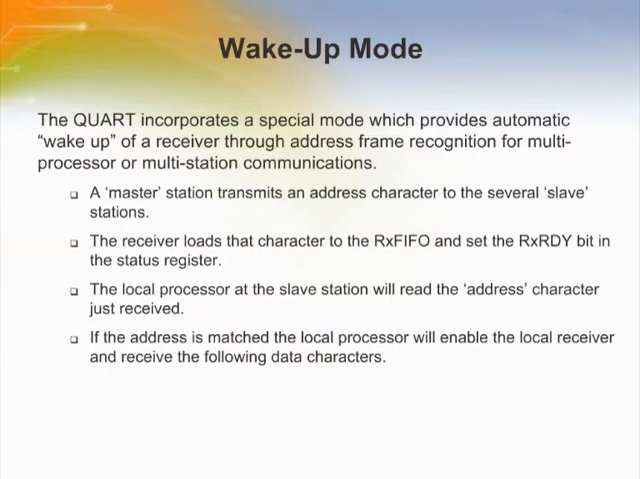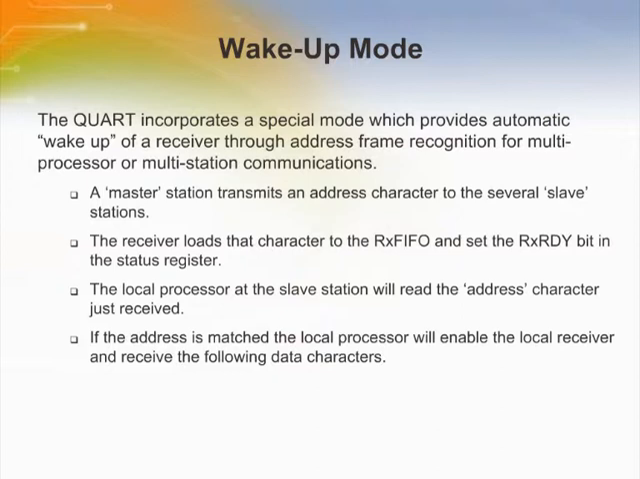In addition to normal transmitter and receiver operation, the QUART Universal Asynchronous Receiver Transmitter incorporates a special mode which provides automatic wake-up of a receiver through address frame recognition for multiprocessor or multi-station communications. In this mode of operation, a master station transmits an address character to the several slave stations on the line. When the receiver sees a 1 in the parity position, it considers it an address bit and it loads that character to the RX first in first out and sets the RX RDY bit in the status register.